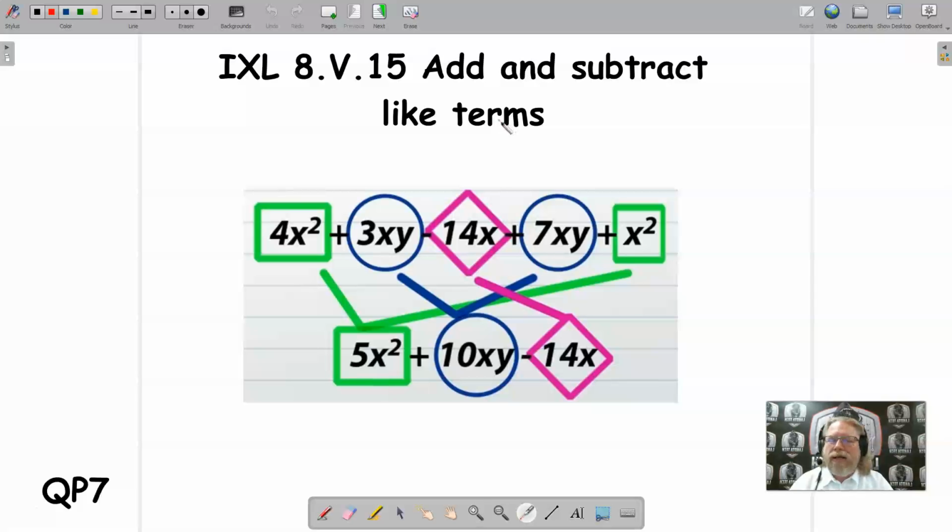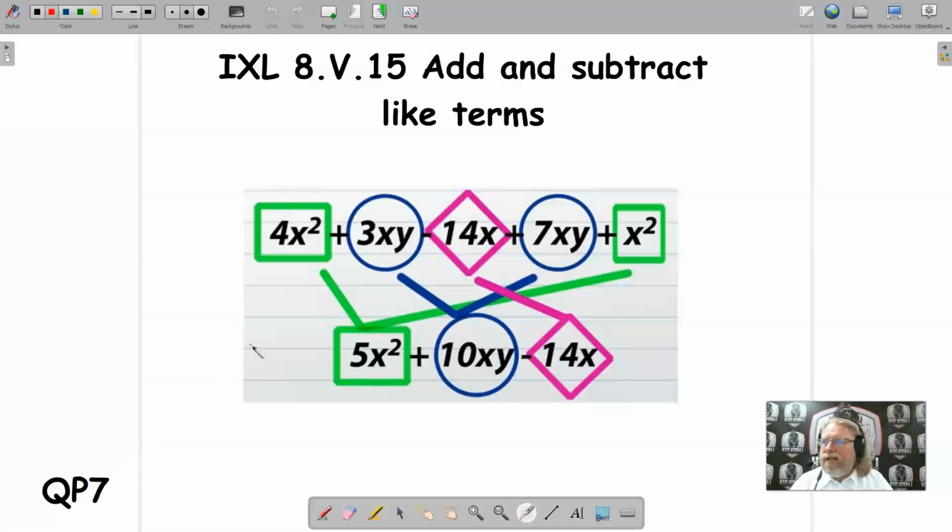Now, I personally kind of like to think of this more as combining like terms. You may have heard the term combining like terms in the past, and that's what this is. We're adding and subtracting like terms, combining like terms. Pretty much the same thing. The 3-character code for this activity is Quebec Papa 7, QP7.